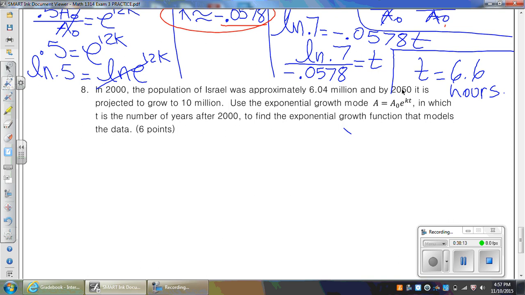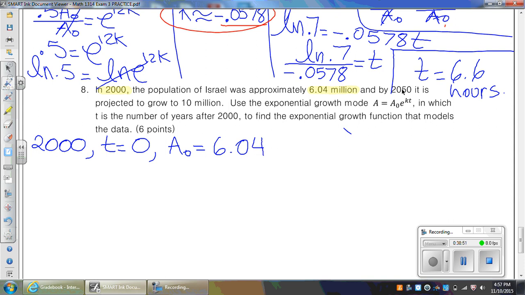All right, last problem. In 2000, the population of Israel was approximately 6.04 million, and by 2050, it is projected to grow to 10 million. So right here we have in 2000, it was that. We could consider that the original amount. Moreover, we could consider the year 2000, t equals 0. And at that time, the population, which I will call a sub 0, was equal to 6.04.